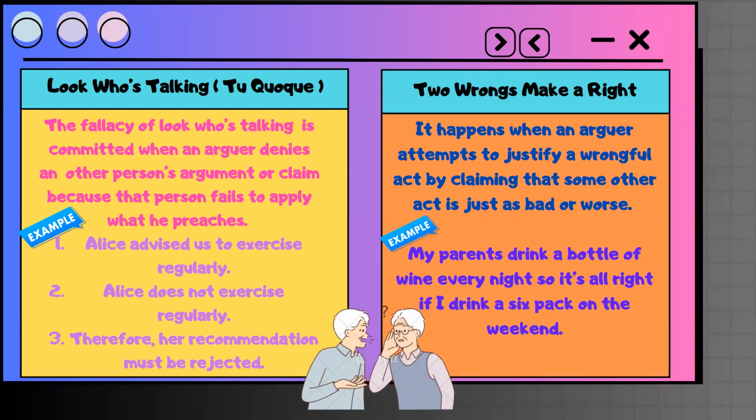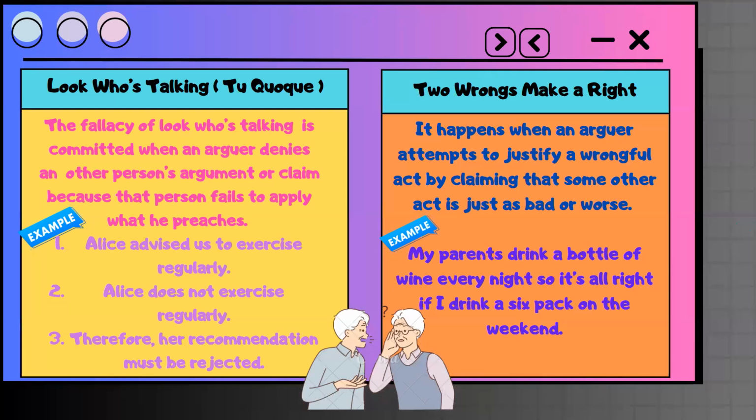Let's move to the other one. Look who is talking. It involves the accusation of hypocrisy against someone instead of engaging with their argument. And let's look at the definition. The fallacy of look who is talking is committed when an arguer denies another person's argument or claim because that person fails to apply what he preaches. And there is an example. Alice advised us to exercise regularly. Alice does not exercise regularly, therefore her recommendation must be rejected.